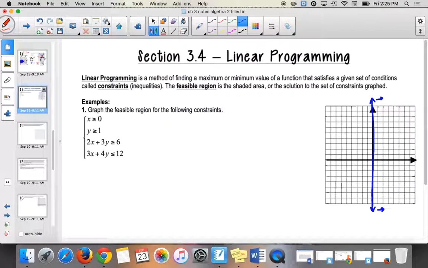And then I have y is greater than or equal to 1. Y equals 1 is the horizontal line. And then I have everything above that line. Remember, you can do little arrows instead of shading if you want. Just shade the final region.